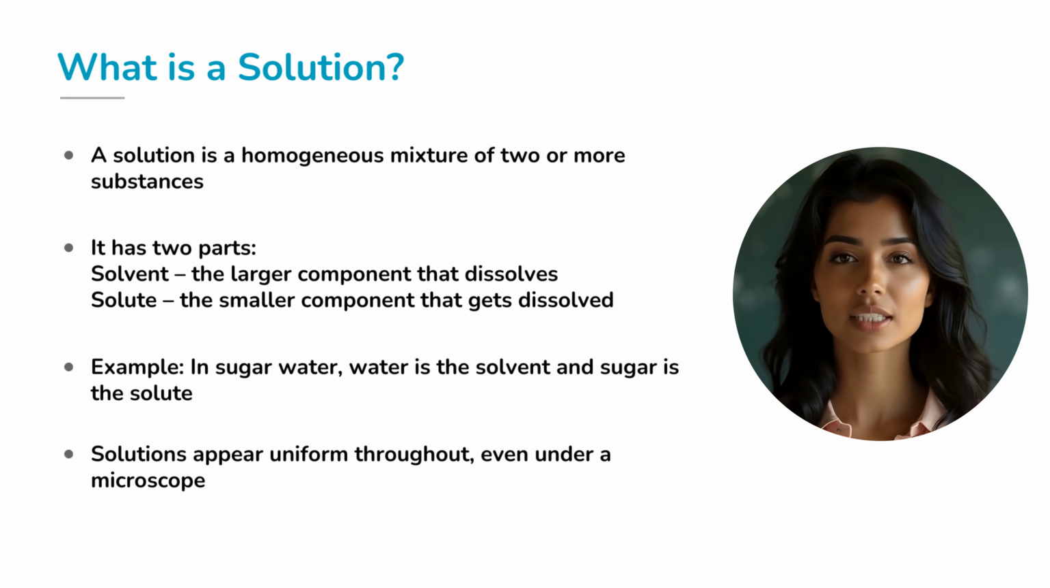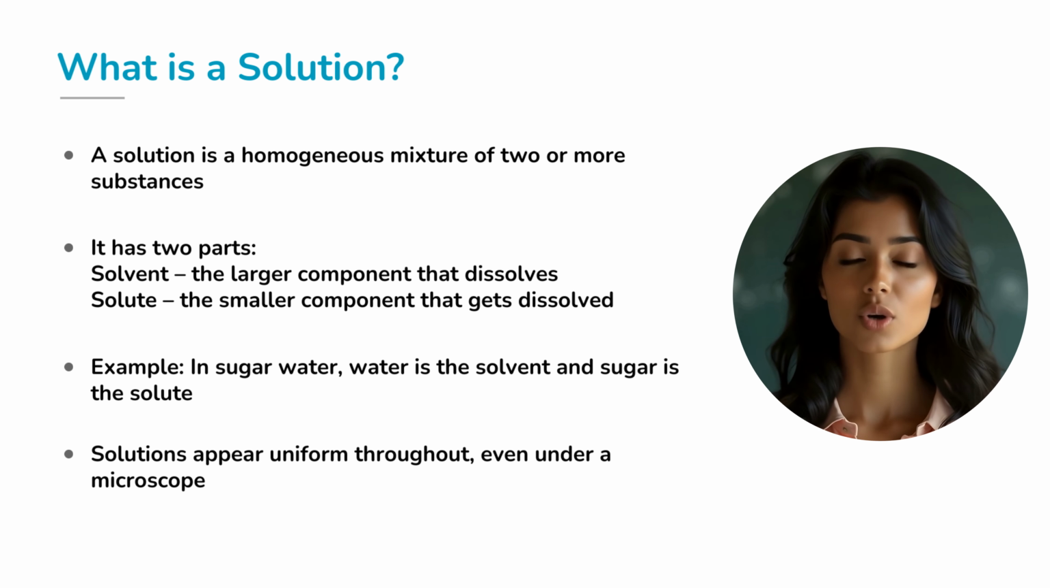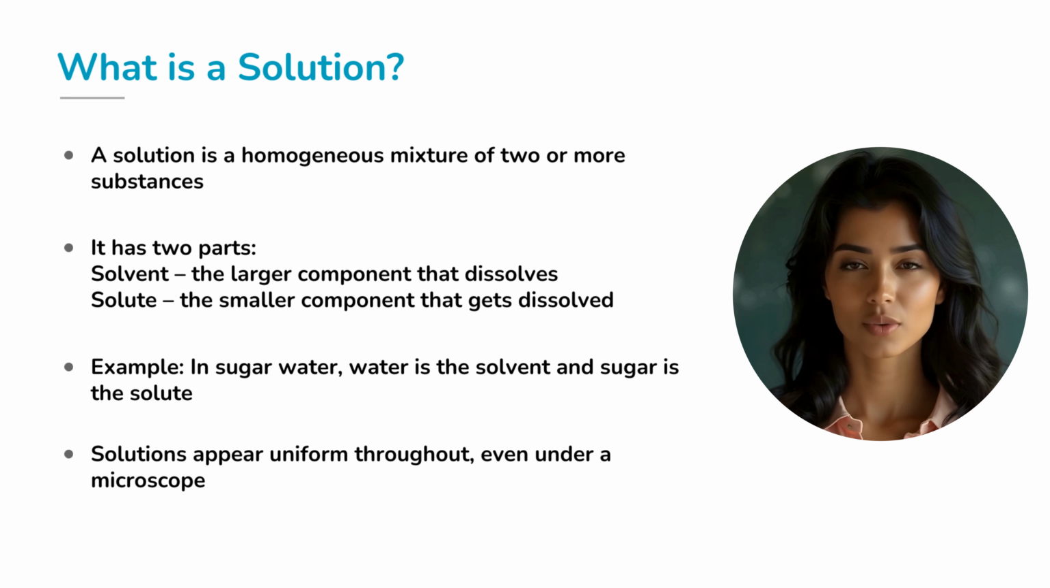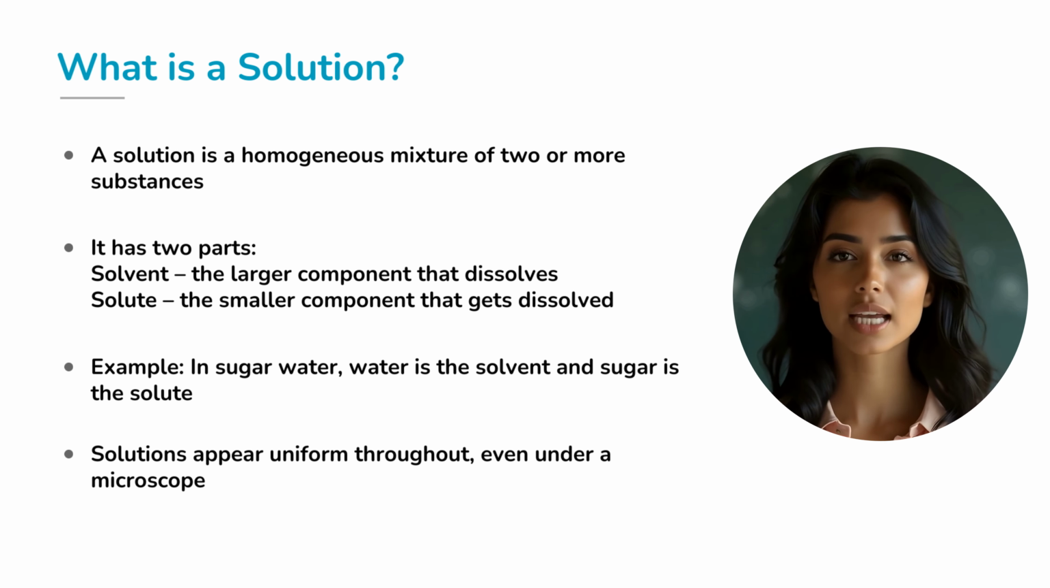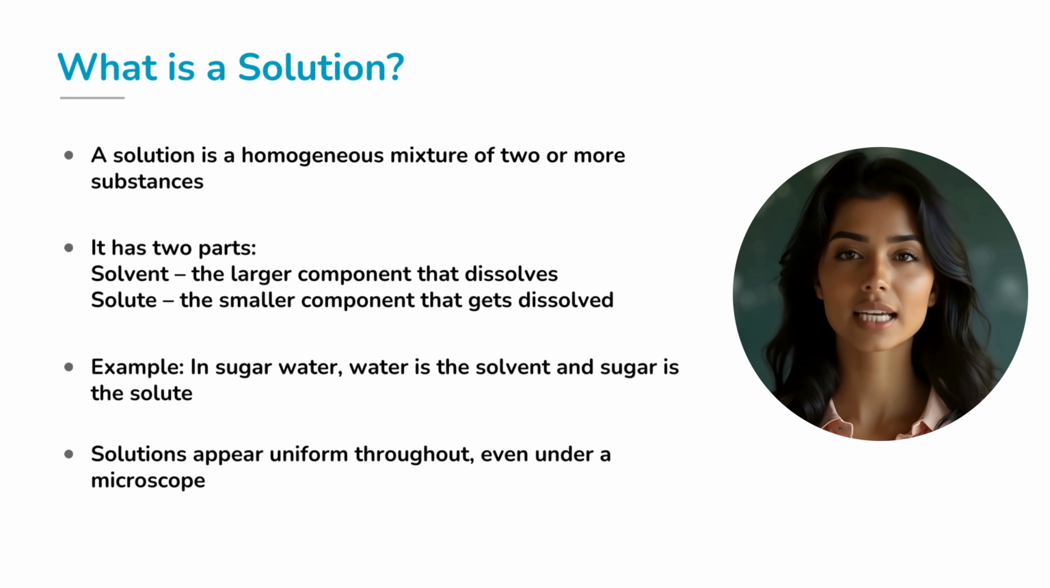According to your NCERT textbook, a solution is a homogeneous mixture of two or more substances. That means it looks completely uniform from the first drop to the last. Even if you zoom in under a microscope, you won't see any separation between the components. Now, every solution has two parts: the solvent, the substance in larger amount that does the dissolving; the solute, the substance in smaller amount that gets dissolved.